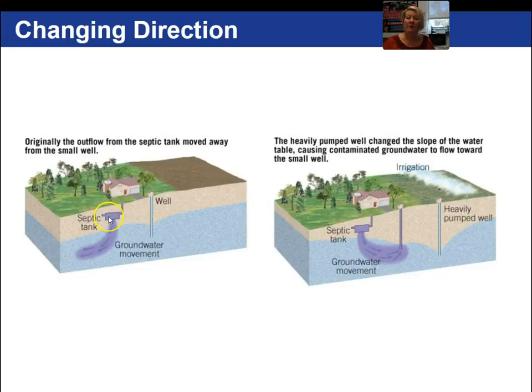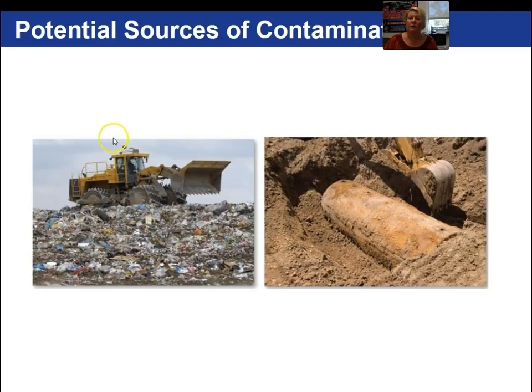In this picture, the outflow from the septic tank originally is going away from the well. In the second picture, because a new well has been installed and pumped heavily, it has actually reversed the flow of the septic tank effluent, and now it is coming up through the well into these people's house. Other sources of groundwater contamination include leaking landfills, as well as leaking underground storage tanks that contained gasoline.